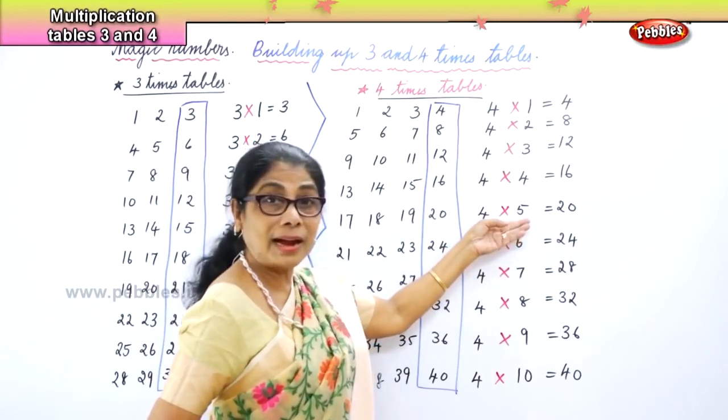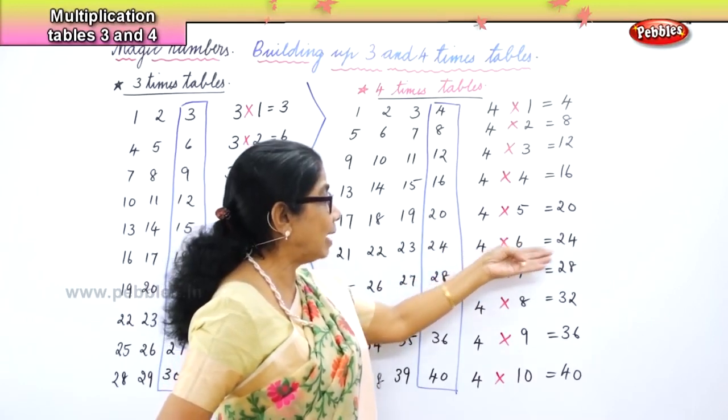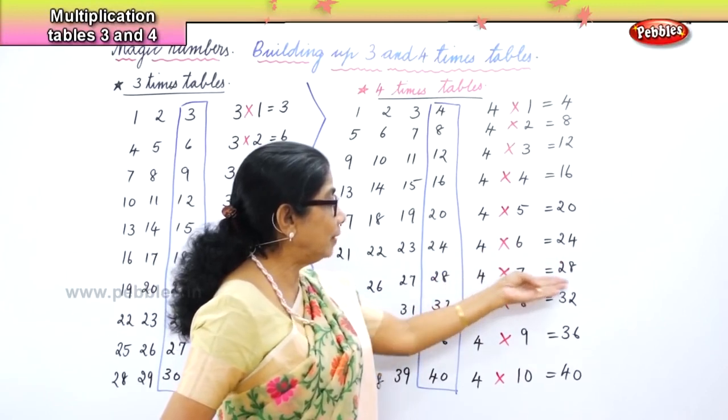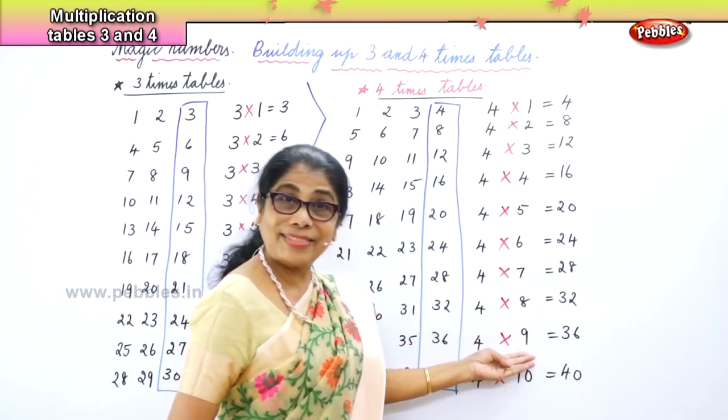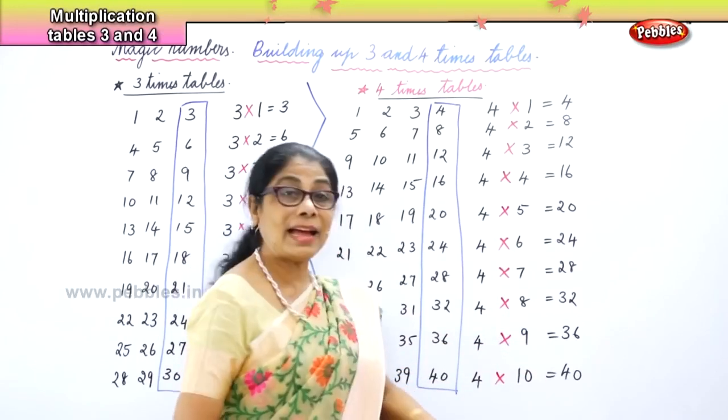4 threes are 12. 4 fours are 16. 4 fives are 20. 4 sixes are 24. 4 sevens are 28. 4 eights are 32. 4 nines are 36. And you have 4 tens are 40.